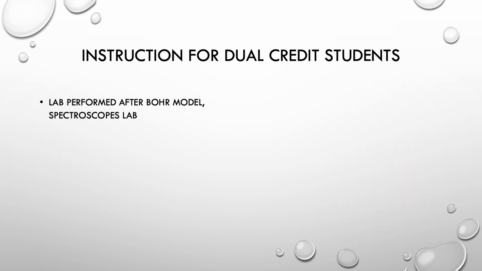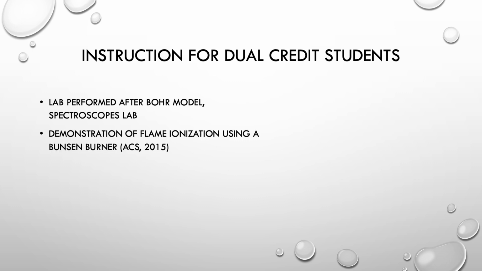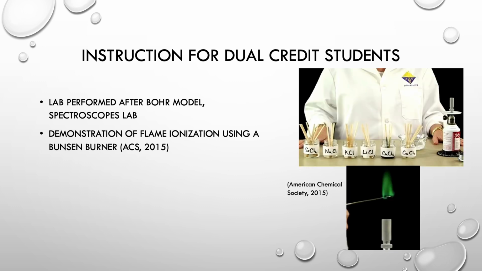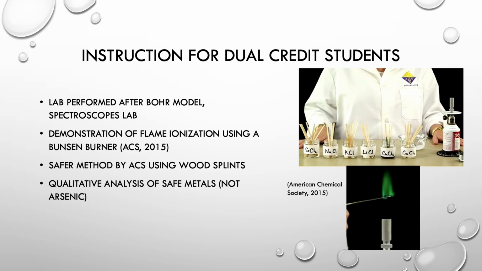To simulate the ICP part of it, this lab would be performed after the Bohr model had been explained in the spectroscope lab that I do in class with gas tubes, also with the spectroscopes. Then a demonstration of flame ionization using a Bunsen burner. I found a safer version of this is now being promoted by the American Chemical Society, where wood splints are used, soaked in about 0.1 molar solutions of the various ions or metals that you want to test for. This is a way to show how we can test for metals.